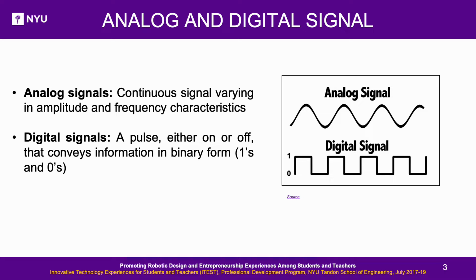Analog signals are continuous signals that vary in amplitude and frequency characteristics over a time period. Analog signals are represented by a sine wave. An example is a human voice. Digital signals are in the form of pulses represented in binary form. Unlike analog signals, digital signals have a finite range of 0 to 1. An example is the transmission of signals in a computer.